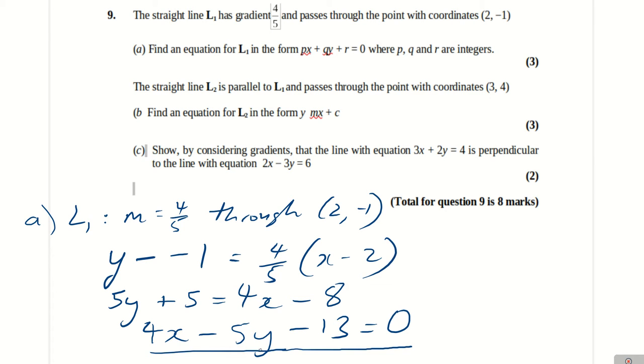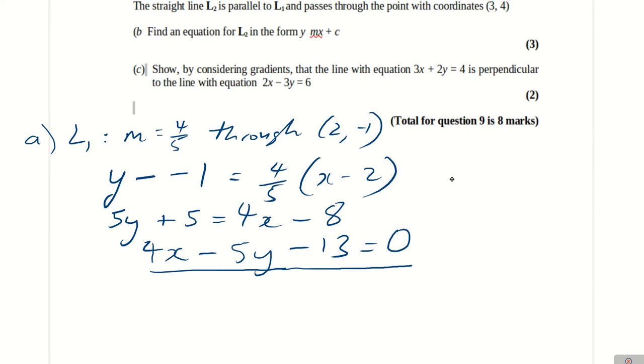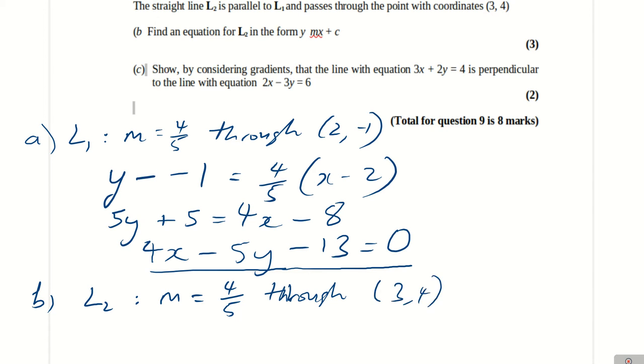Now, part B. The straight line L2 is parallel to L1, and it goes through the point (3, 4). So L2, it's parallel, so m is also going to be equal to 4/5 again, but this time it goes through the point (3, 4). So we do the same as we did before. y minus 4 equals m, which is the same, 4/5 because the lines are parallel, x minus 3.